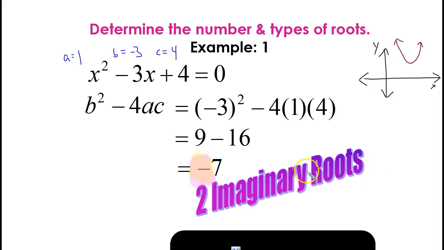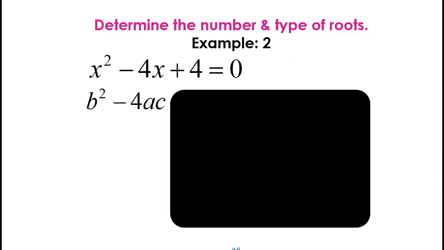But for this lesson, really, you just have to look at the sign and say, oh, it's negative. That means there's two imaginary roots. I'm done. Those are the number and type of roots. There's two of them, and they are imaginary. Example number 2.